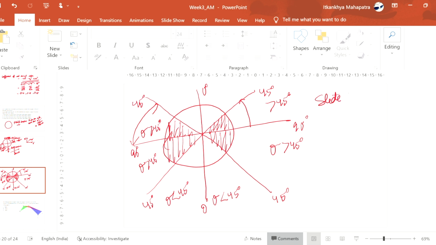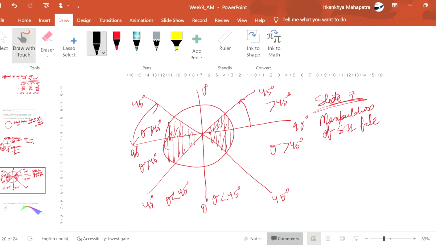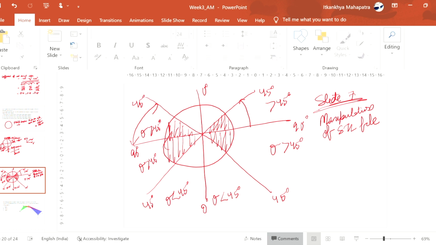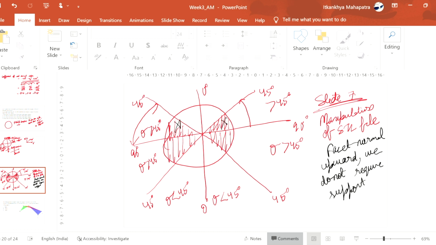Slide 7, it is mentioned by the professor in manipulation of STL file that when facet normal is upward, we do not require support. Now in all these in this condition, the facet normal is upward, so we do not require support.